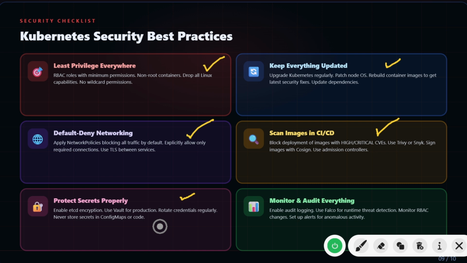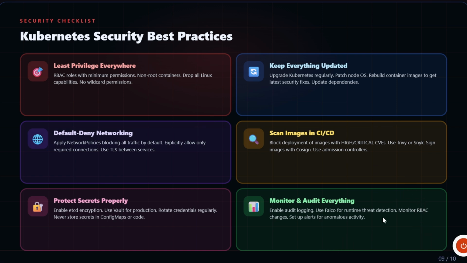And then make sure to protect the secrets properly. That means enable etcd encryption at rest, and use external vaults, especially in production use cases. And monitor and audit also. A key thing is that we need to make sure to enable audit logging, and we can use some runtime threat detection tools and monitor the role bindings and access control. If any changes are happening, make sure to alert whenever the changes are critical, like security changes.